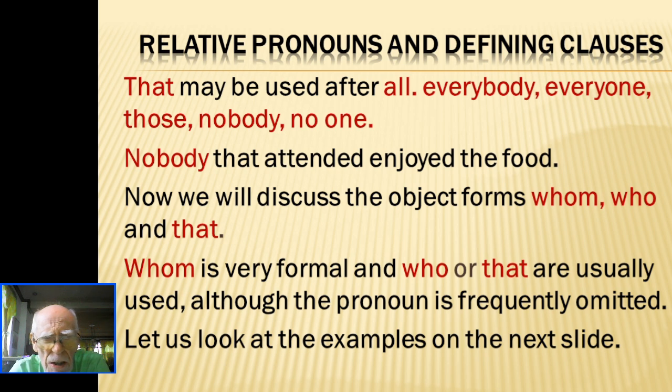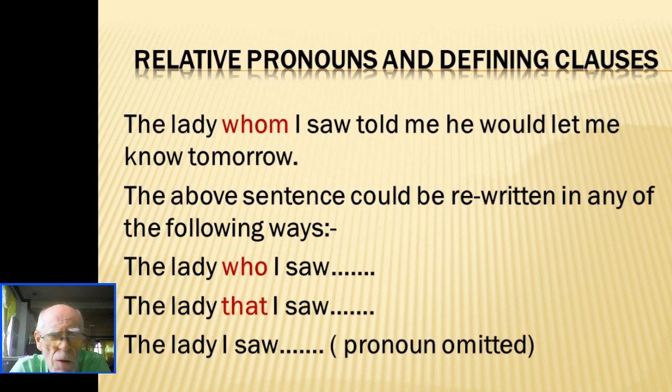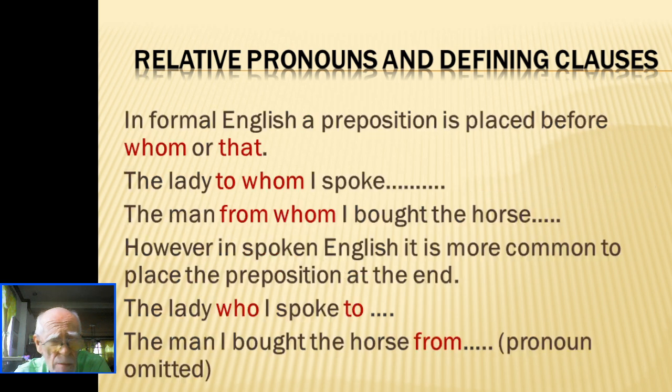Now I will discuss the object forms whom, who, and that. Whom is very formal, and who or that are usually used, although the pronoun is frequently omitted. Let us look at the examples on the next slide. The lady whom I saw told me she would let me know tomorrow. The above sentence could be rewritten in any of the following ways: the lady who I saw, the lady that I saw, or the lady I saw with the pronoun omitted completely.